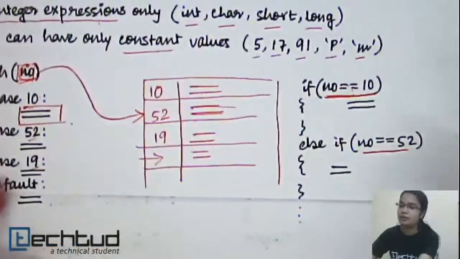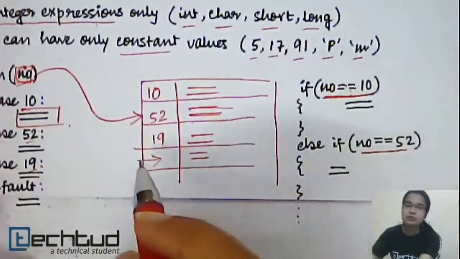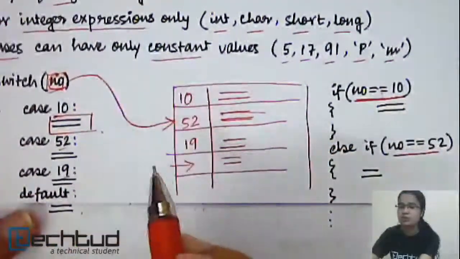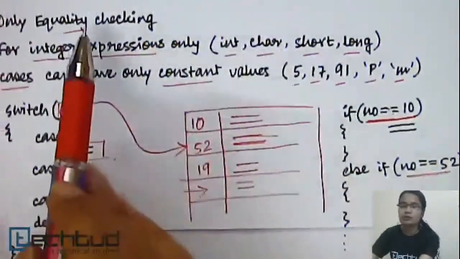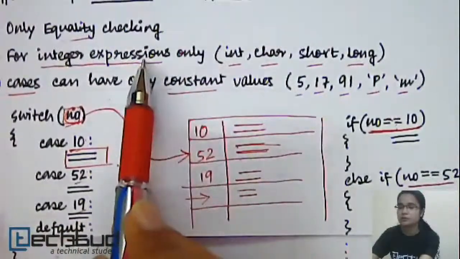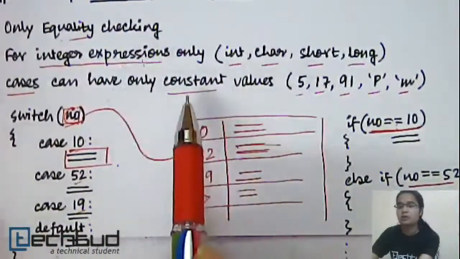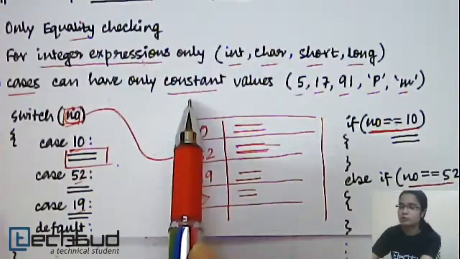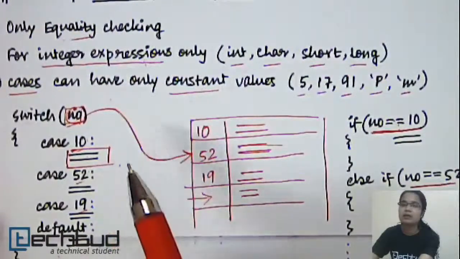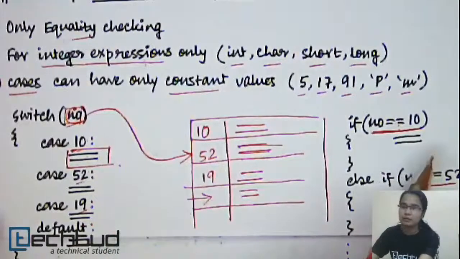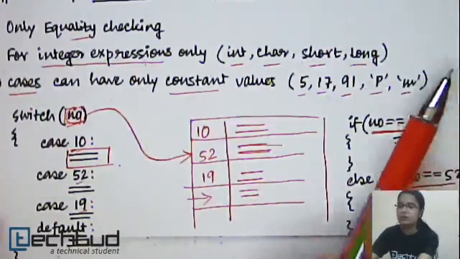So you understand that for the same situation where switch case can be used, switch case will be faster than if-else. For this particular case where we need to check for equality of integer expressions with constant values, it's better to use switch case because it will take less time than if-else. Okay, so I think it is clear to you.